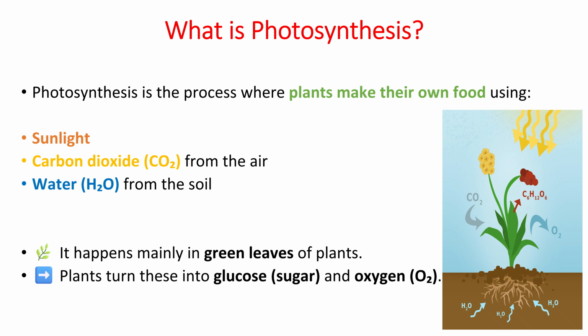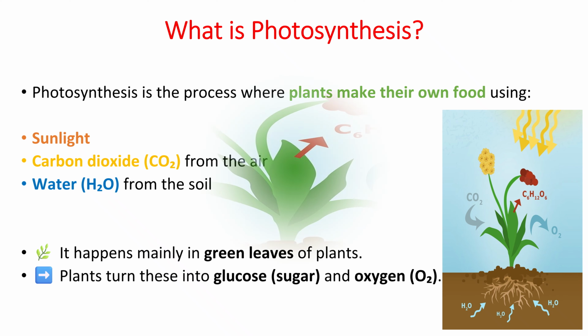Photosynthesis is a process that happens in green plants. Plants use sunlight, water, and carbon dioxide to make their own food. This food is a type of sugar called glucose. And guess what? They also release oxygen, which we breathe. So, thanks to photosynthesis, we get food and air.